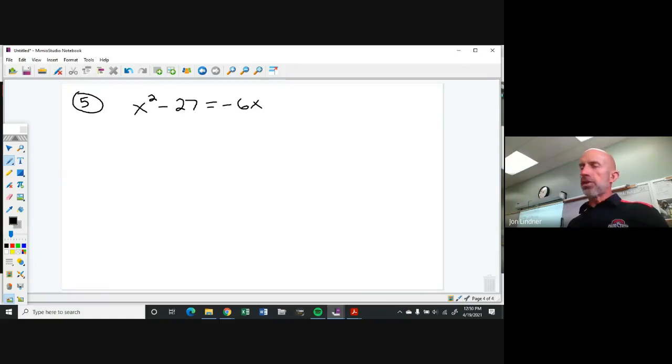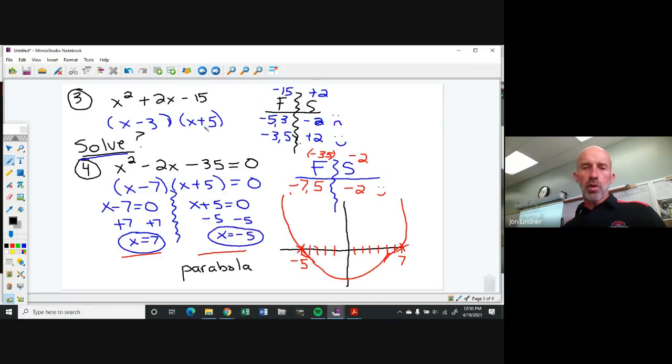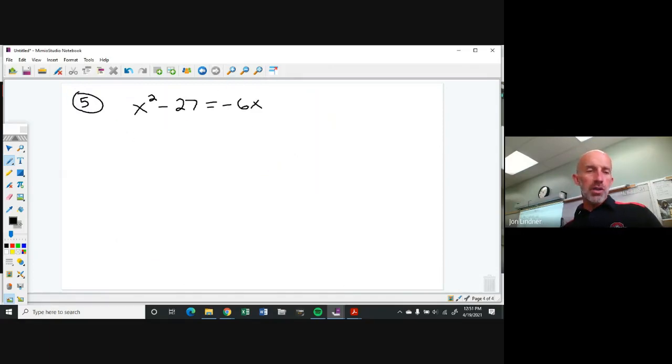Well, if you'll notice something, it looks different than the one we just did. Look at the one we just did. It was equal to 0. We have to have it equal to 0 to solve it. So all I need to do to start this problem is do a very simple algebra step and take this term over here using algebra. Let's just add 6x to both sides. And that's going to fix it.